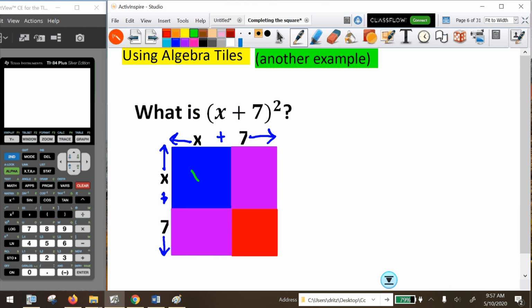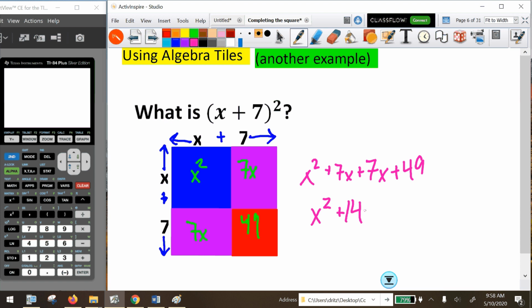The area of this blue square is x squared. The area of this purple rectangle is edge length x and height 7, 7 times x, 7x. An identical purple rectangle over here, 7x. And this red square, you can see that this distance is 7, and this distance is also 7. 7 times 7 is 49. So we have our answer. It's x squared plus 7x plus 7x plus 49, and that's x squared plus 14x plus 49. This is not necessary. This is just to help you see the reason why they call this completing the square.